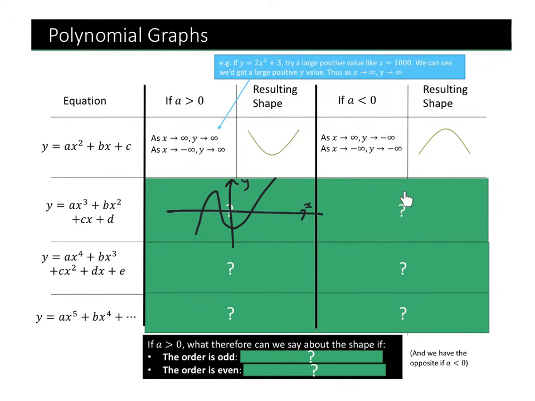Before you change this on your slider, let's predict what will happen if we have a negative ax cubed. Where's it going to start? Okay, someone said top right, someone said top left, bottom right, bottom left. Let's have a look. So here it starts in the bottom left if it's a positive cubic. If it's a negative, it starts in the top left.